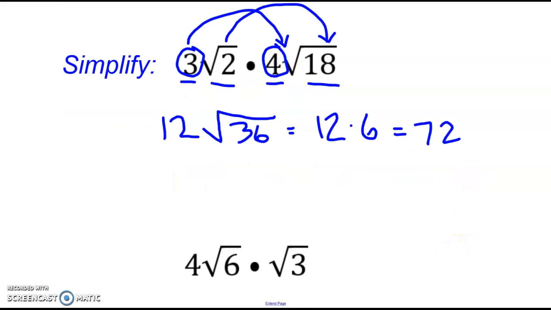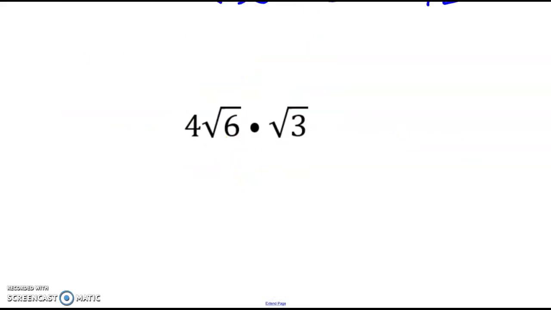Now, here's another one similar to that. We have 4 root 6 times the square root of 3. So again, multiplying the coefficients here, this just has a positive 1 technically. So 4 times 1 gets us 4. 4 is just coming along for the ride. Root 6 times root 3, we combine what's in the radical. That gives us root 18.